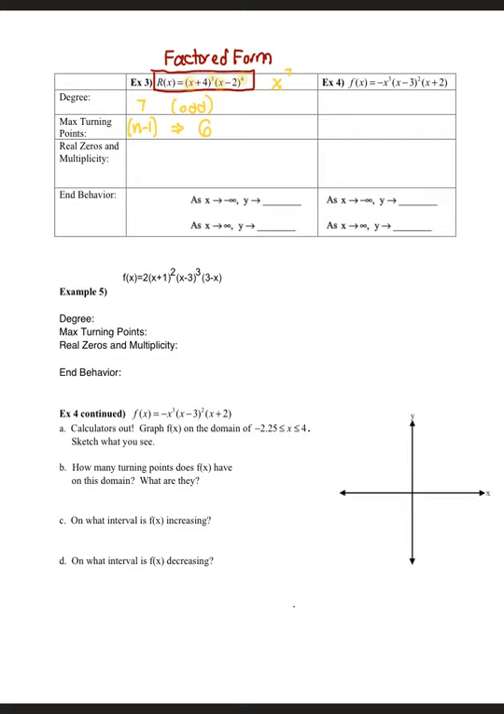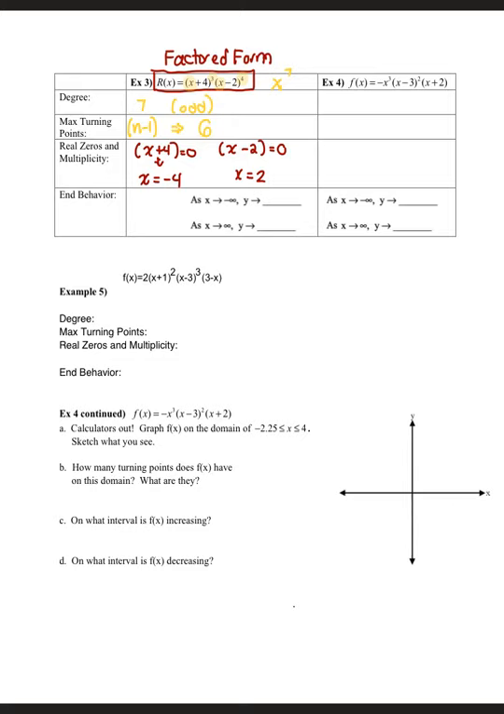In terms of the real zeros and the multiplicity, remember that each one of these factors is going to produce a real zero. So we have a factor of x plus 4 and a factor of x minus 2. If I set the first equal to 0 and solve, my first x-intercept is negative 4. If I set the second factor equal to 0 and solve, my second x-intercept is 2. So this one has 2 real zeros.